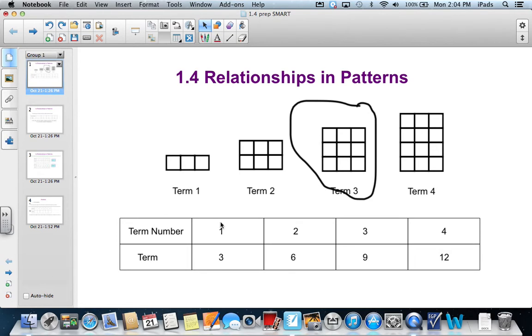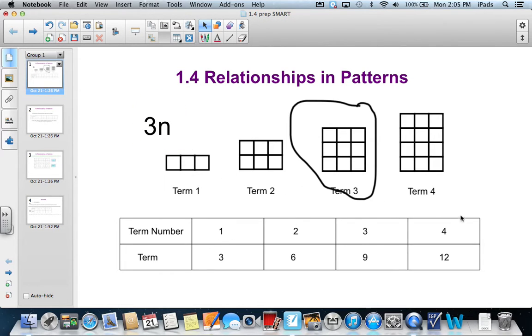So the term numbers 1, 2, 3, and 4. Term 1 here has a term of 3. Term 2 has a term of 6. Term 3, the term number 3, has a term of 9. Term number 4 has a term of 12. Each term's relationship to the number of boxes is that it's being multiplied by 3. So for term 1, you could look at it as 3n. That is the relation for all of these patterns.